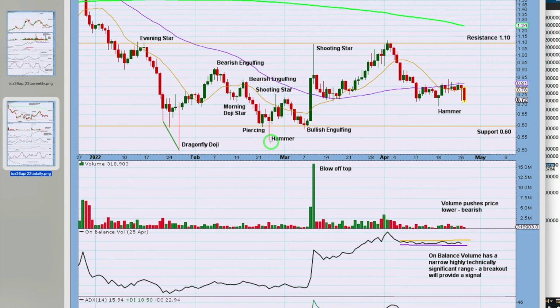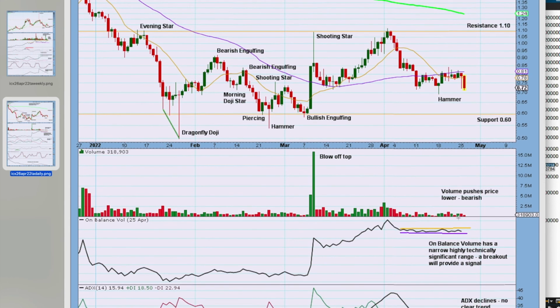A hammer candlestick pattern is very bullish. It has push from volume though, so that's bearish from volume, but the pattern is bullish. A shooting star here, not much reaction. A bullish engulfing pattern here with a little support from volume, and then followed by a huge blow off top and a huge shooting star. No bearish candlestick pattern here, a bullish candlestick pattern here.